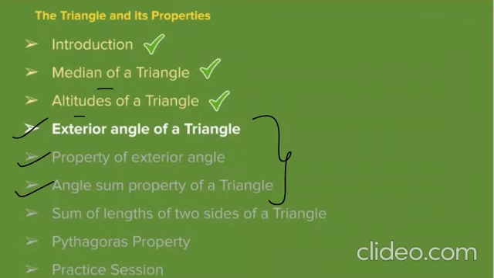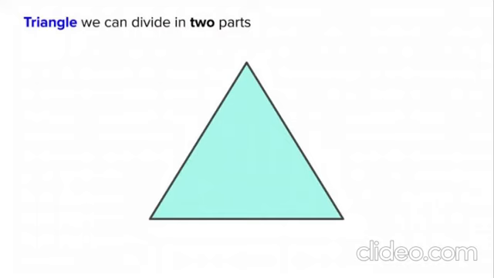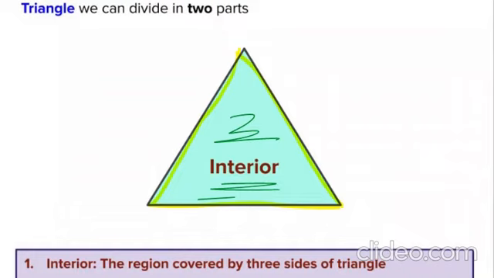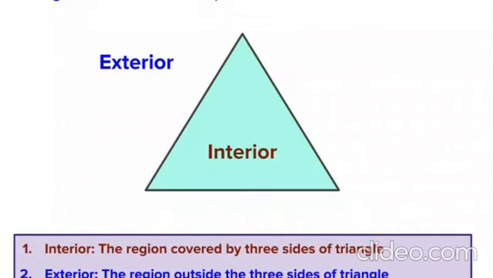So let us start with doing the exterior angle of a triangle. When we talk about triangle, we can actually divide it into two parts. Okay, what are the two parts? First one is the interior. Inside, there are three sides in the triangle, correct? Triangle has three sides. So inside the three sides, that space can be called as the interior of the triangle. Okay, interior is nothing but the region which is covered by the three sides. The area within the three sides is known as the interior.